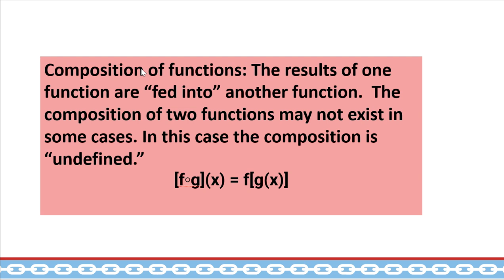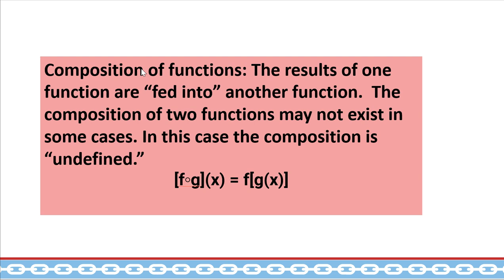The composition of two functions may not exist in some cases. In this case, the composition is, quote, undefined. So it can be written in two ways, right? We have this f, and then we have this open circle that looks kind of like a multiplication, and then g. That means we are taking the f function and we are feeding the g function into it. Another way we can write it is this second way, f of g of x.